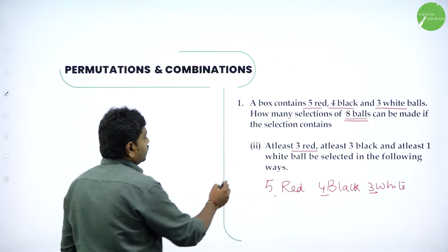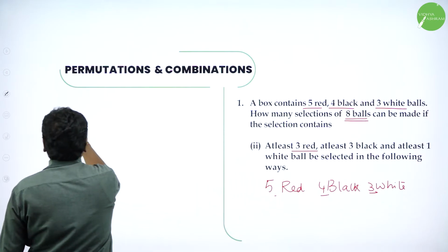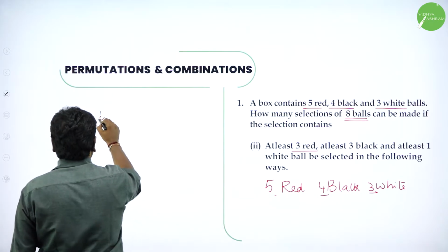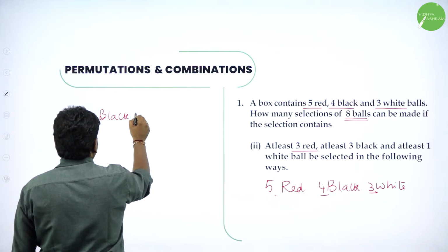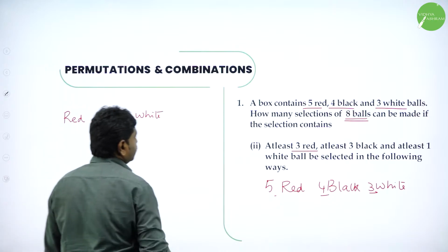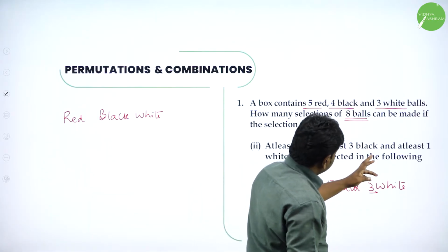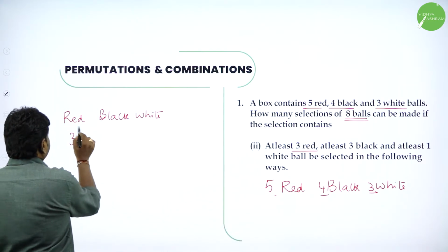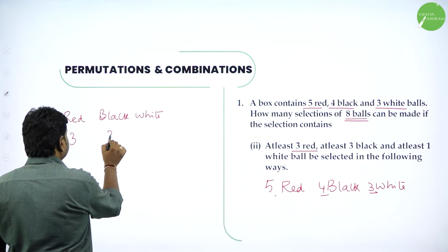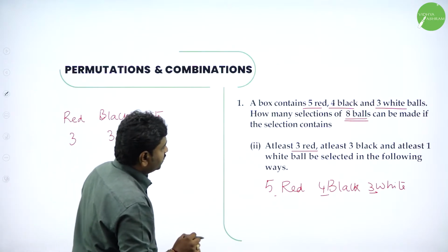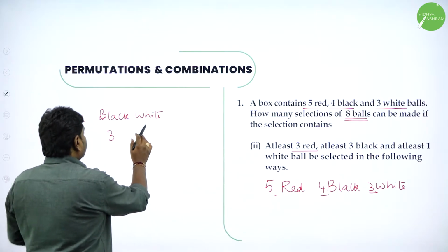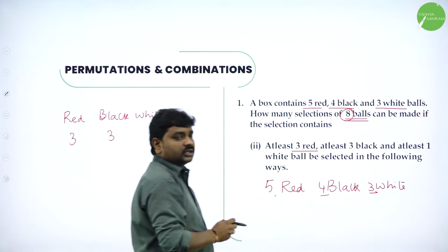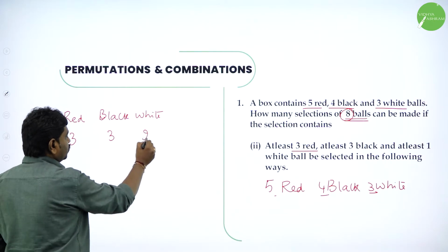So now at least 3 red, black and white we have. So now the question is at least 3 red, at least 3 black, and at least 1 white. If I take only 1 white here, the total number of balls selected should become 8. So 3 plus 3 is what? 6. I will take 2.